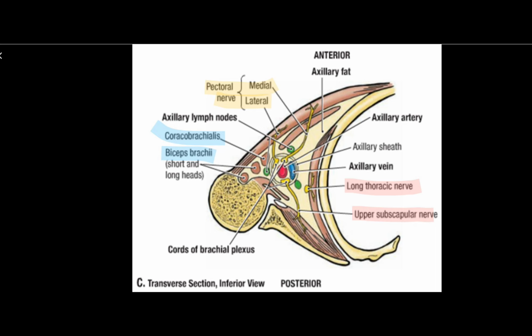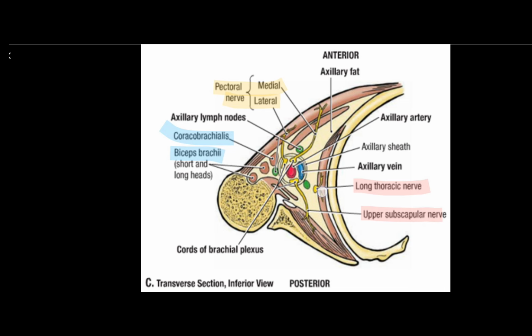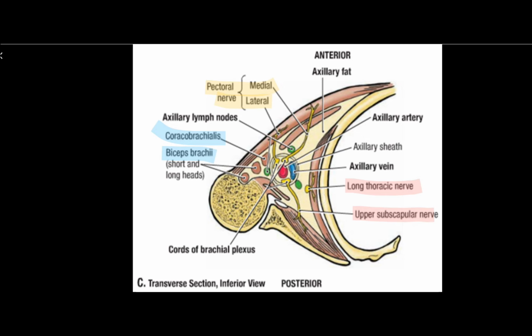Then the long thoracic nerve. See, the long thoracic nerve here is supplying the serratus muscles and the intercostal region. So the long thoracic nerve is on the medial side, and the intercostobrachial nerve will be there. It is not shown in the image.